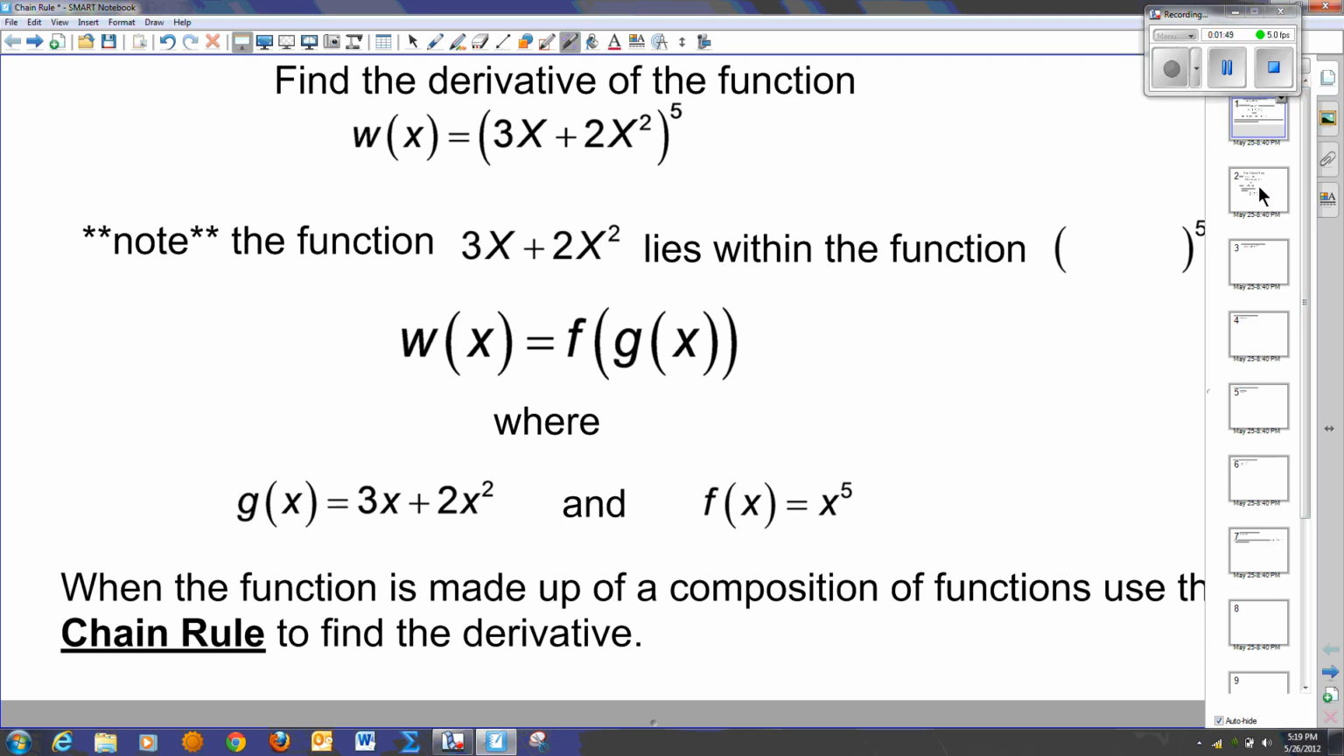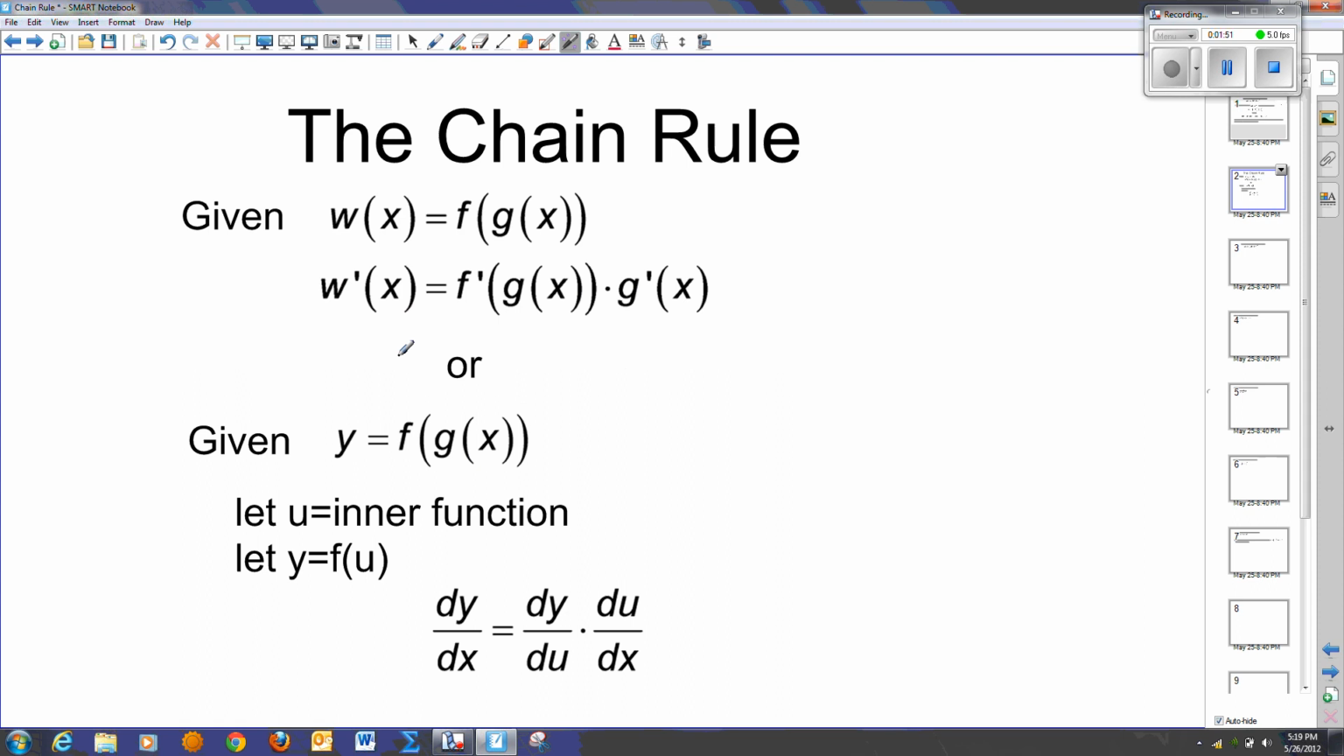So the chain rule basically says this: if w of x is equal to some f of g of x, then in order to find the derivative, we take the derivative of f of g of x, whatever that looks like, and multiply that by g prime of x.